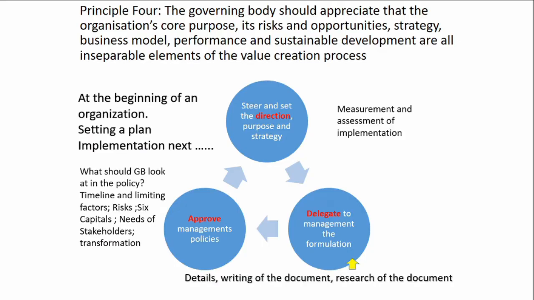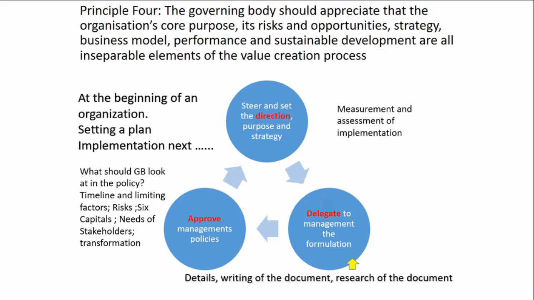So just to summarize, the governing body is required to steer and set the direction for an entity. The governing body is then able to delegate the formulation of detailed strategies or plans to management. The governing body still has the responsibility to approve these detailed plans or policies that management has created. The governing body may delegate the implementation of the policy back to management. However, ultimately, the governing body is responsible for the implementation. Remember what we spoke about in the previous slide, where the governing body needs to be able to take responsibility for negative consequences. That's where this applies.